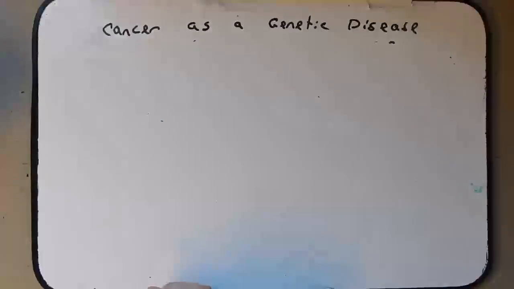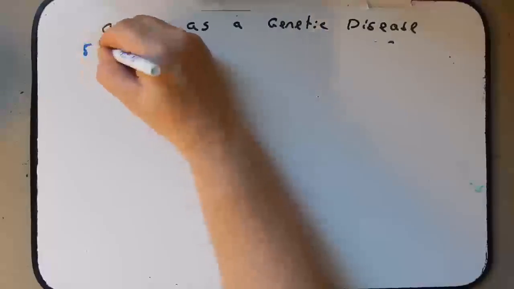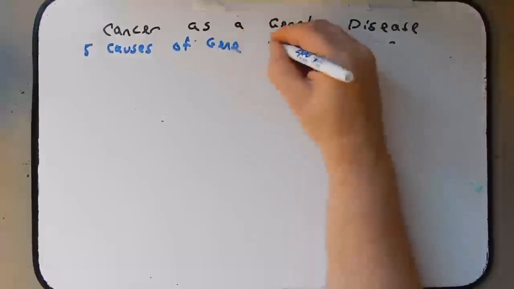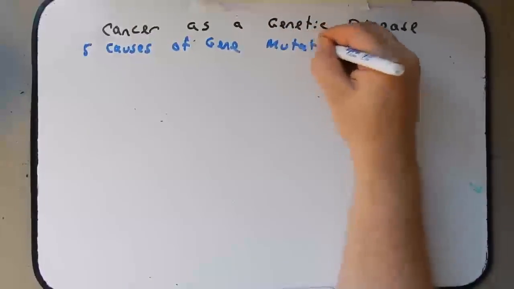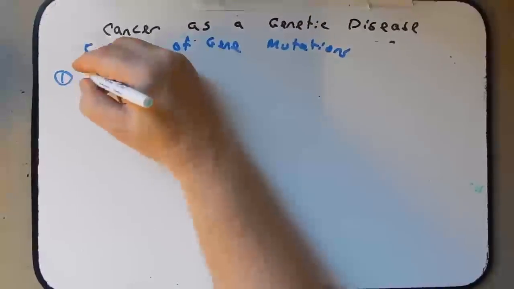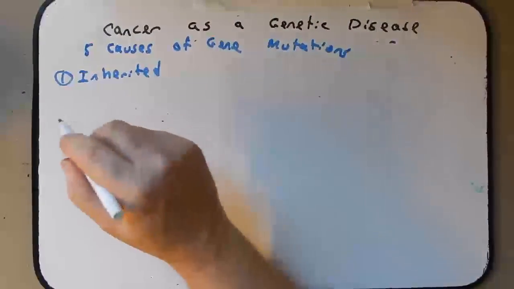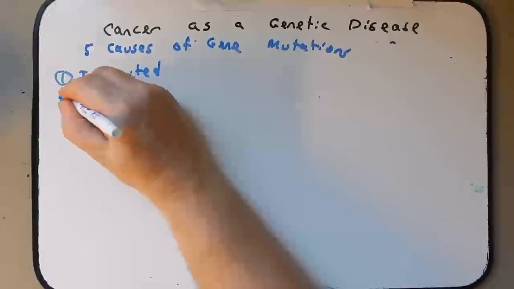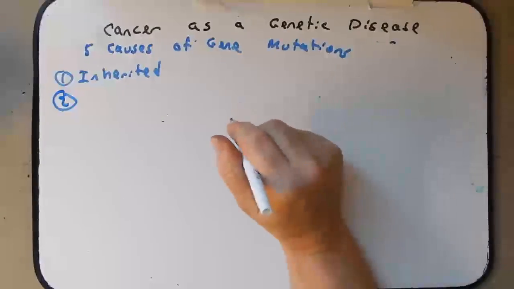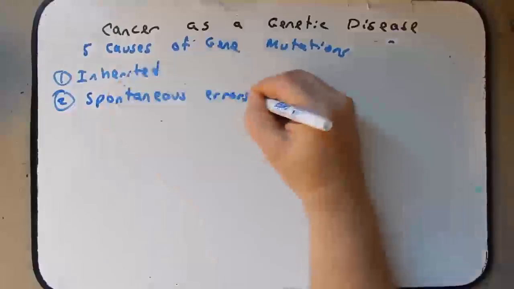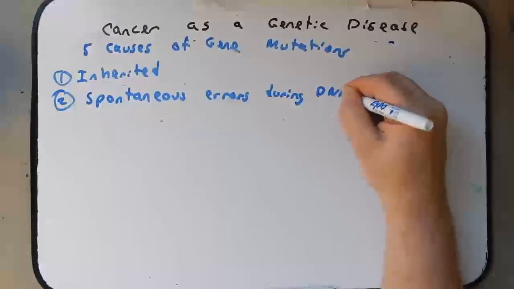So on the previous board, I explained how cancer is a genetic disease. Now I want to talk about 5 causes of gene mutations that are linked to cancer. The first is that they can be inherited. Now this is not as common as many people think, but it still is a major cause of these mutations. The second is caused by spontaneous errors during DNA replication.